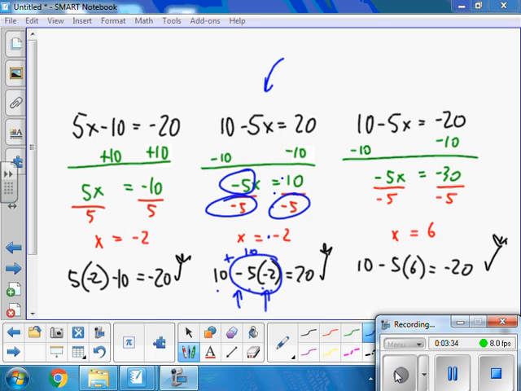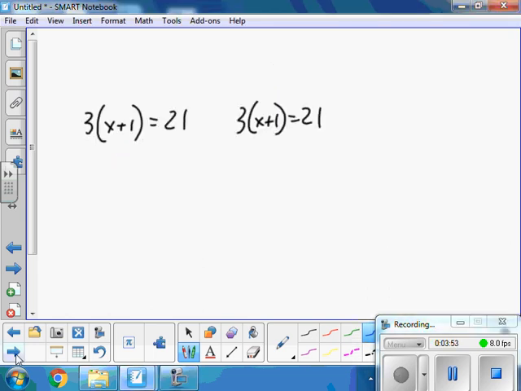We got to watch those negatives. Same thing happened over here. This was a negative 5 right here. So I divided both sides by negative 5, but a negative divided by a negative will be positive. And that was why my answer of 6 is positive. And I checked all these and they are correct. So make sure you look yours over. Look for your misconceptions and your misunderstandings and tidy those up.